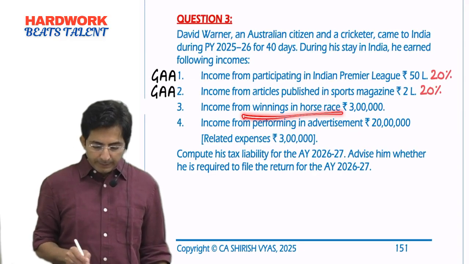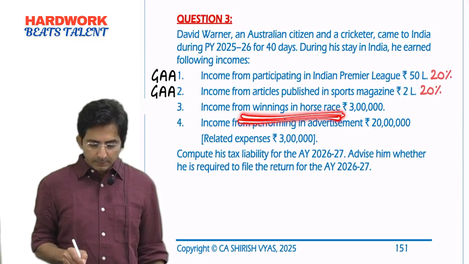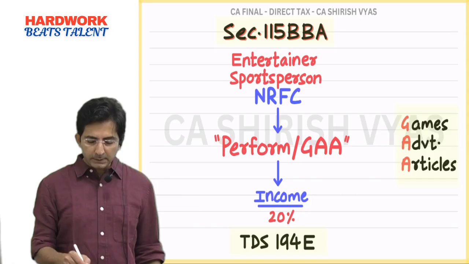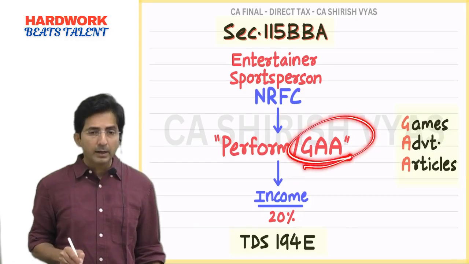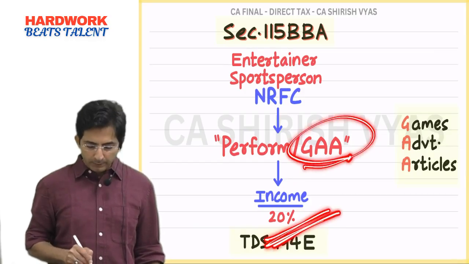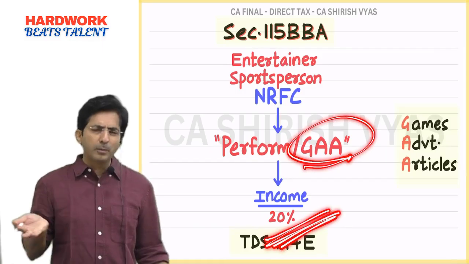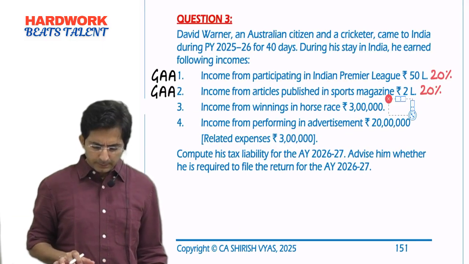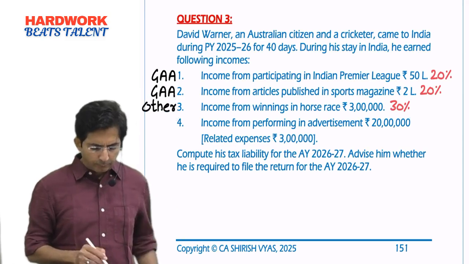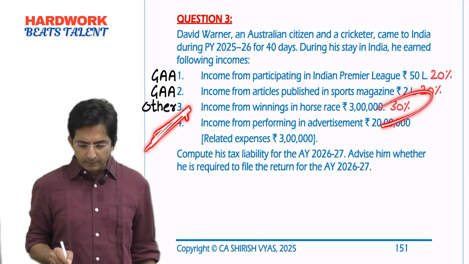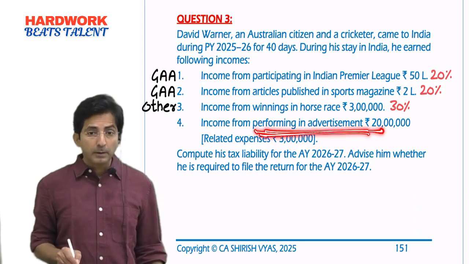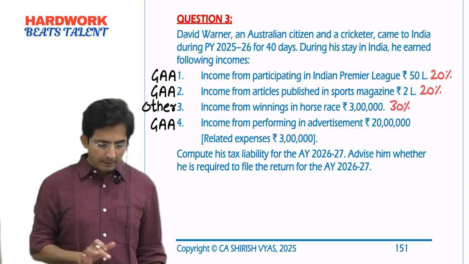Then winnings from horse race. See, a cricketer doing horse race and having winnings, this is not from GA income, na? So then it is not covered by the special rate, normal rate. And what is the normal rate for winnings? 30%. So see, I have given the tag of other income, rate 30%. Then income from advertisement, this is from GA. So I have written here GA.